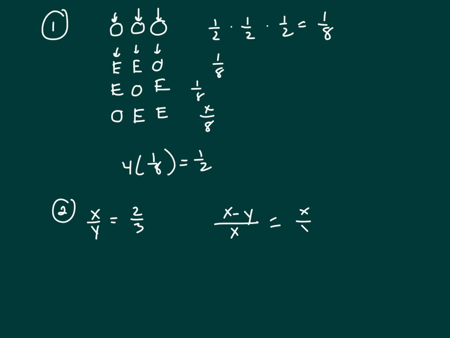This is x over x minus y over x. So that's 1 minus y over x. And if x over y is 2/3, y over x would be 3/2. So this is 1 minus 3/2, which is 1 1/2. That's going to give you negative 1/2.